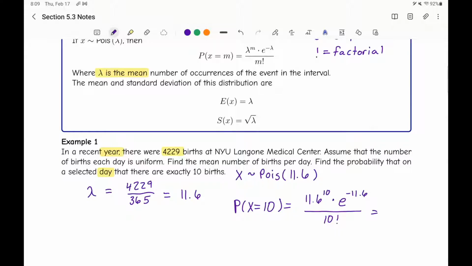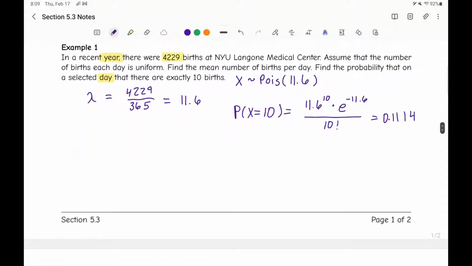And I'm getting 0.1114. And that's it for example 1.